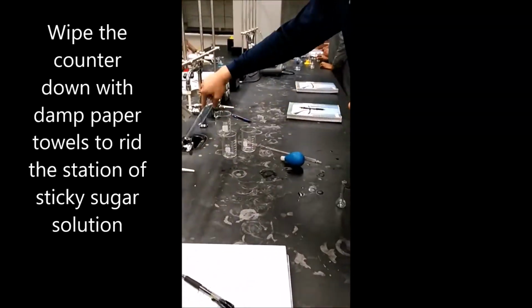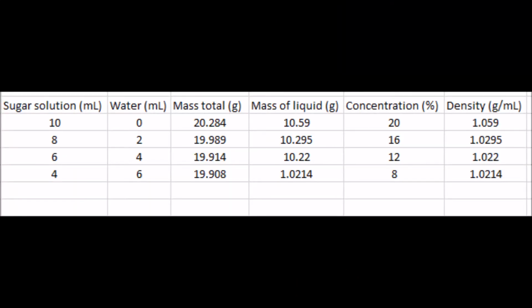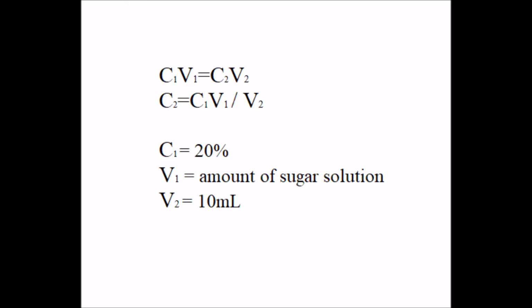To complete cleanup, just wipe your lab station with a wet paper towel to get rid of the sugar solution. At the end of the lab, you should have a data table that resembles the following. Now we move on to calculations.